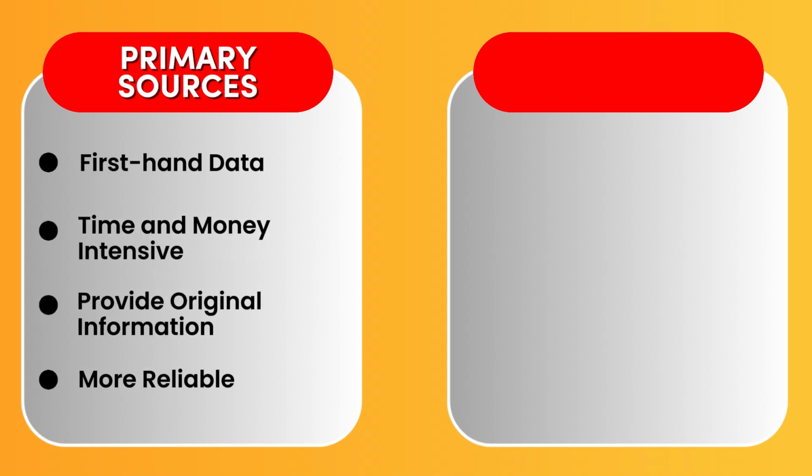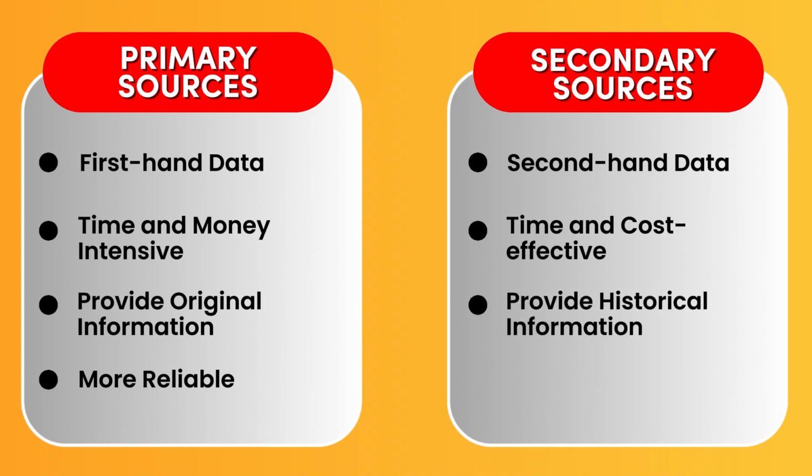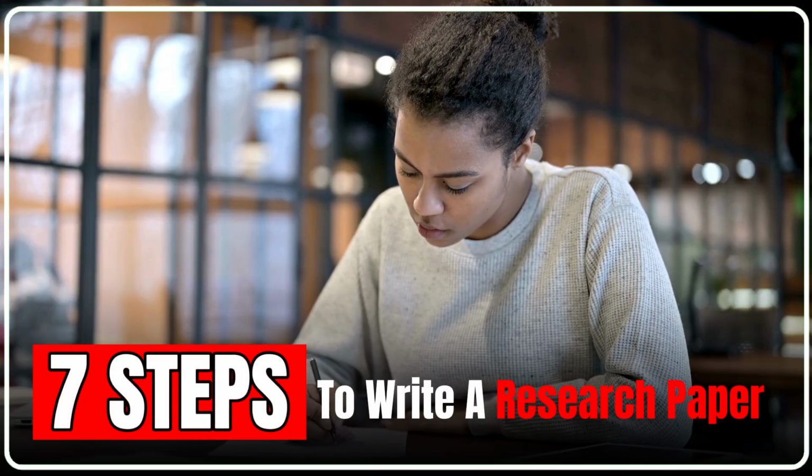information, more reliable. Secondary sources, second-hand data, time and cost-effective, provide historical information, less reliable. 7 steps to write a research paper.